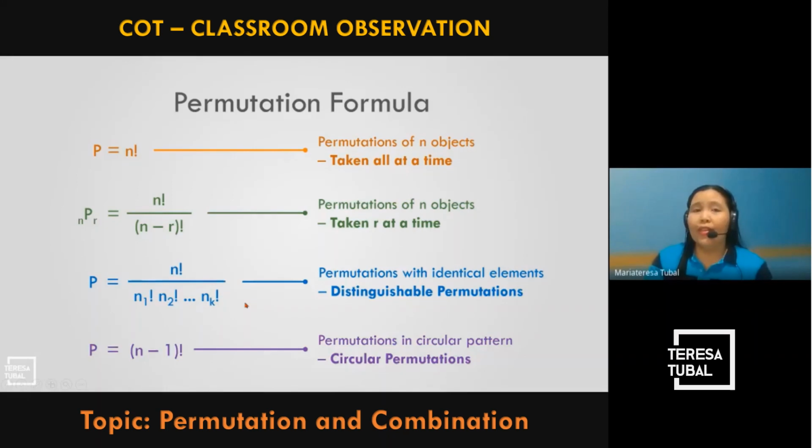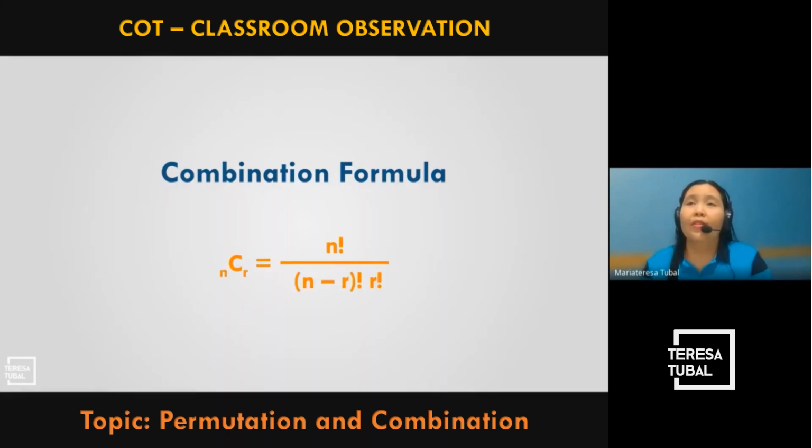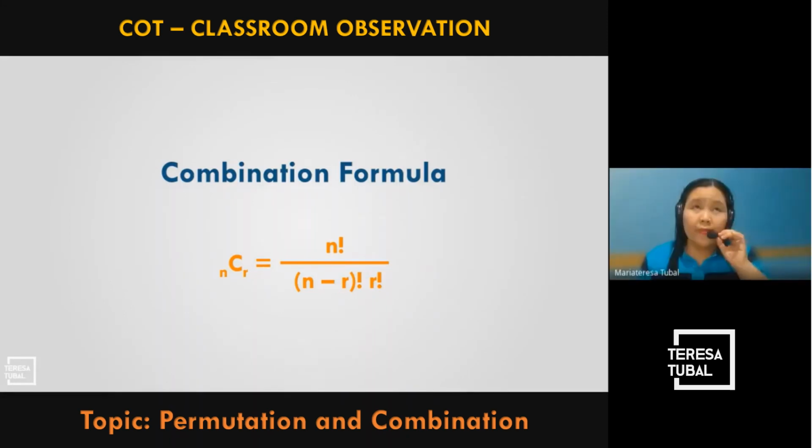So what if the given problem is a combination? So what is the formula for the combination? Althea? Yes, Althea Ong? NCR is equal to n factorial all over quantity n minus r factorial, r factorial. Okay, thank you, Althea. So that could be the formula if the given is a permutation and a combination now.